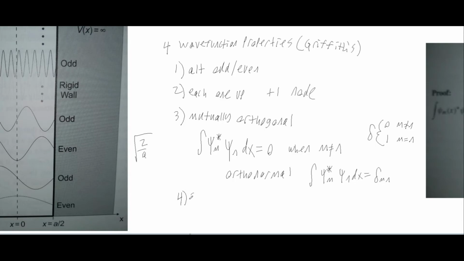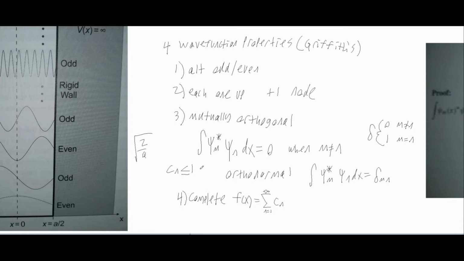And so the fourth thing that the Griffiths book points out as a property of wave functions is that it is complete. What that means is that for any generic wave function, you can get it as a linear combination of other wave functions. So we can say that it is equal to a linear combination from n equals 1 to infinity of Cn, which is some constant, with Cn less than 1.